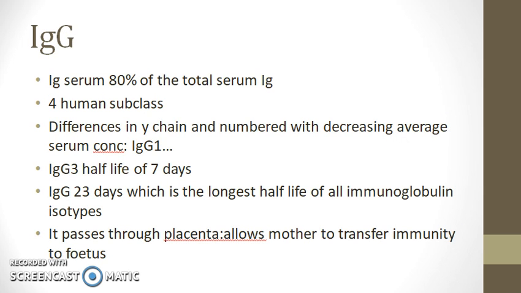Now, first coming to IgG. IgG makes up 80% of the total serum Ig, and it has four human subclasses, which differ in their gamma chain and are numbered by decreasing average serum concentration, like IgG1, 2, 3. IgG3 has a half-life of 7 days, and IgG has a half-life of 23 days, the longest of all immunoglobulin isotypes. It passes through the placenta. Its function is to allow the mother to transfer immunity to the fetus. So this is it about IgG.